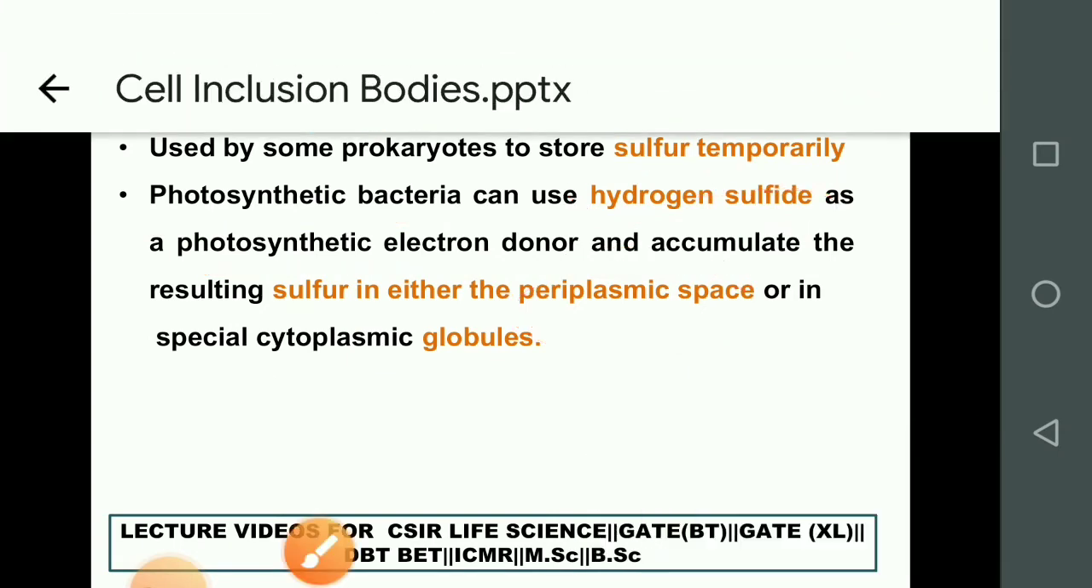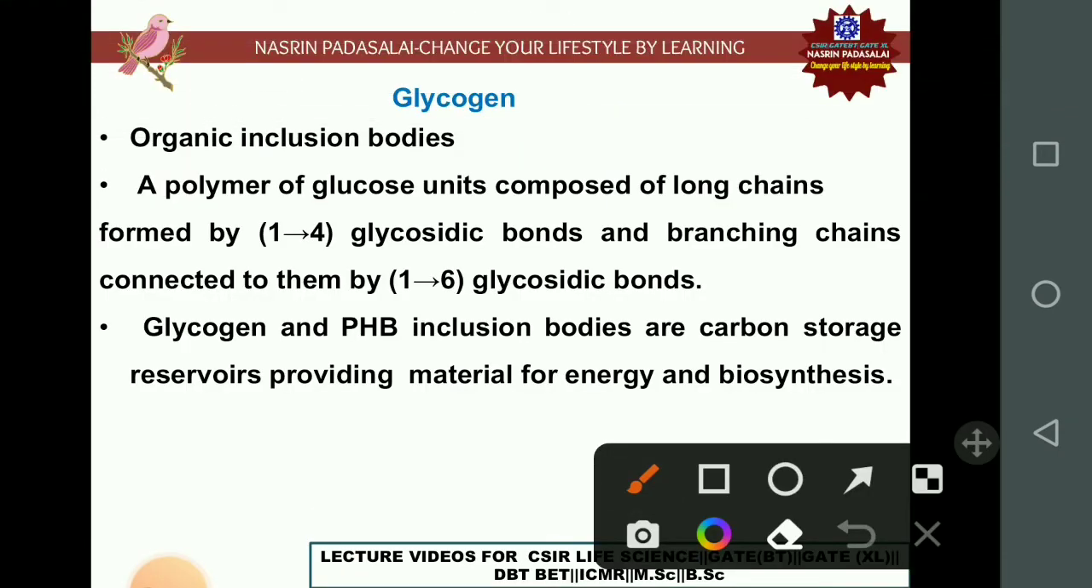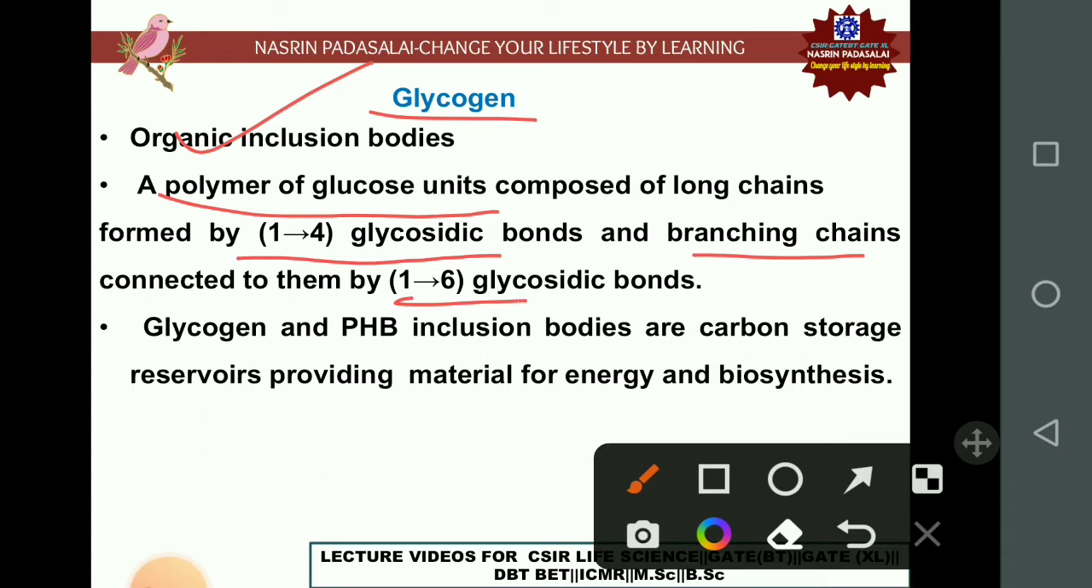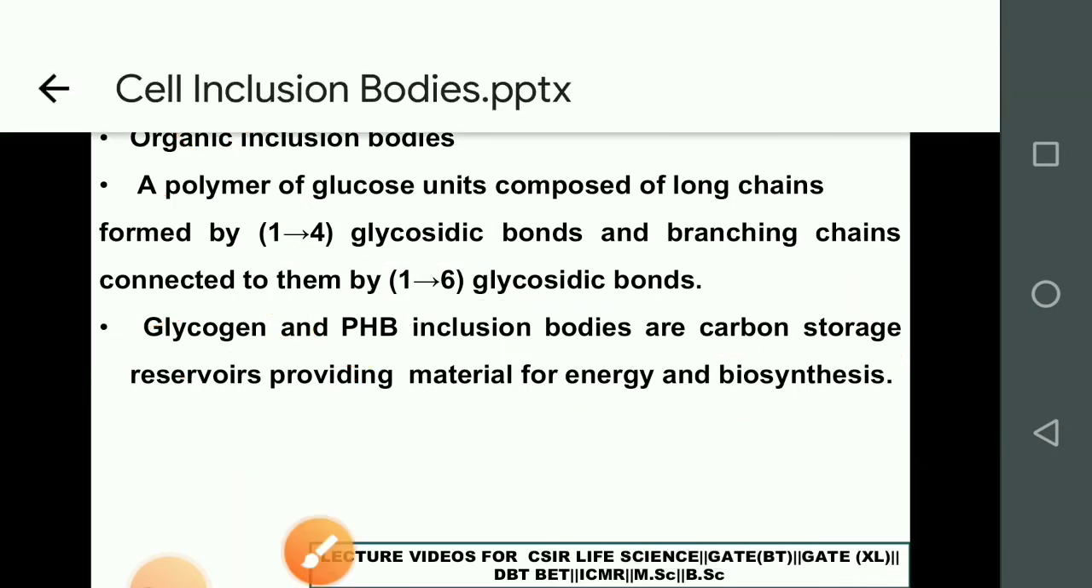Okay. So the next inclusion body is glycogen. Glycogen is a kind of organic inclusion body, and the structure of glycogen is a polymer of glucose subunits composed of long chains made up of alpha 1,4 glycosidic bonds, and the branching chains are connected to them by alpha 1,6 glycosidic bonds. Okay, both glycogen and PHB are inclusion bodies that are generally used as carbon storage reservoirs, thereby both are involved in providing material for energy as well as biosynthesis of a few cellular constituents.